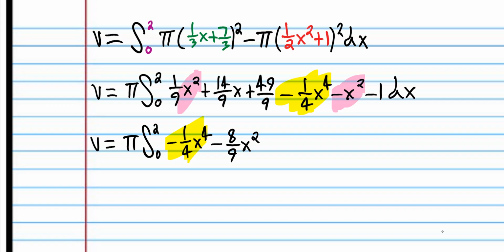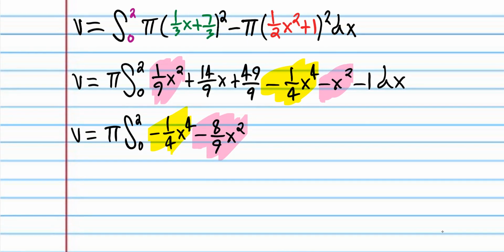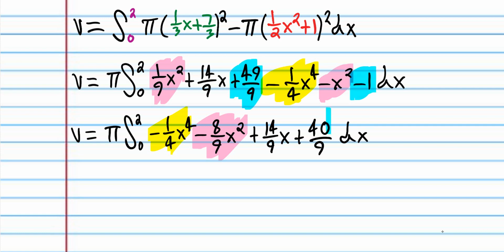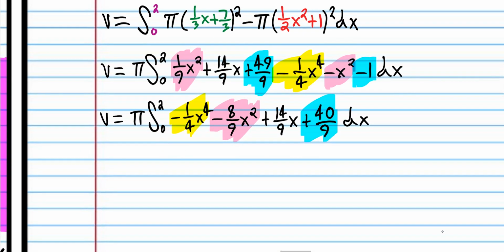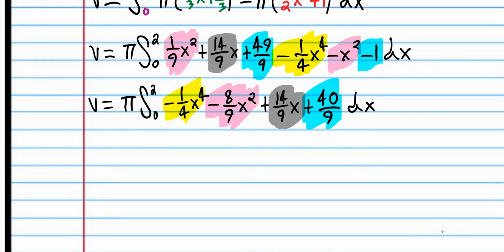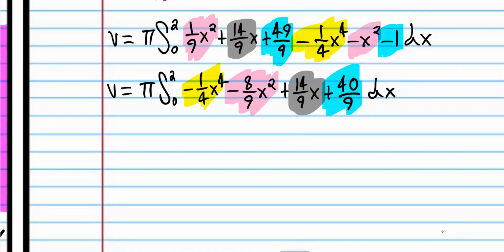So we're combining these pink expressions. 1/9 minus 1 is negative 8/9. So highlighting kind of helps us to see what we're doing sometimes. And then we get 40 over 9, it looks like. So we combine these blue expressions to get that. That expression went to there. Okay, so let's double check, make sure we got this all right. Everything looks correct.